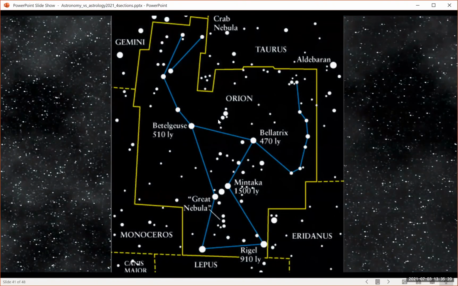Sticking with Orion, here I've got a more detailed version. Here you can see Gemini, Taurus, and you can see here that there are stars very close to the boundaries. So here you can see there's one actually on the boundary. So is that in Orion or is it in Taurus? These are boundaries that are meant to make it easier for us to describe where things are.